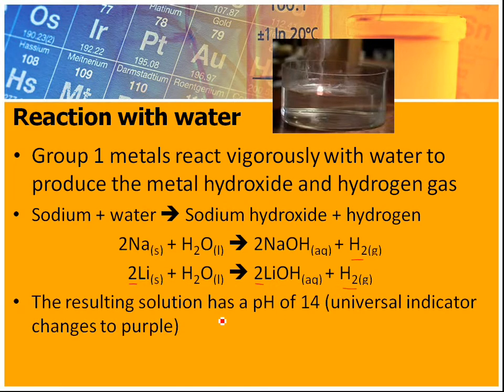Now the resulting solution will have a pH of 14. Okay, that means universal indicator will change to purple because we are producing sodium hydroxide or lithium hydroxide. These are strong bases. Okay, they dissociate completely in solution to give you the OH negative or hydroxide ion. Okay, because they're strong bases, they'll have a high pH in solution.